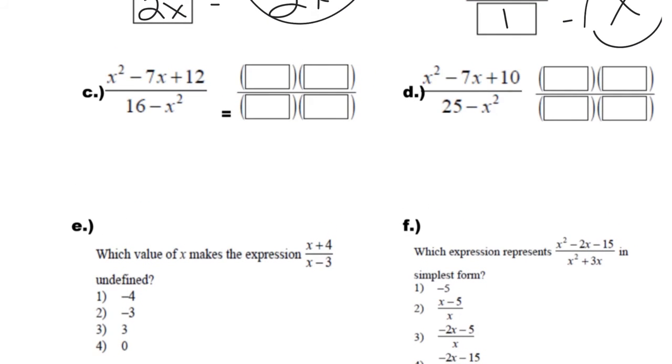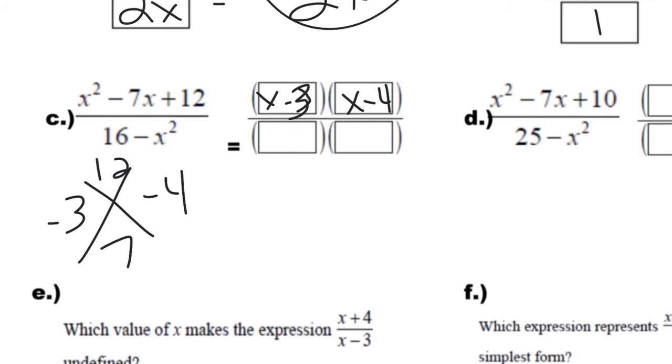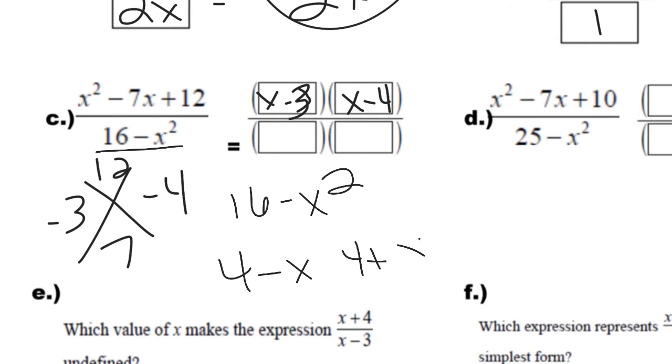All right, the last two examples for today. X squared minus 7x plus 12. Let's look at this. So I have 12 and I have 7. Minus 3, minus 4. Good, who got that? So I have x minus 3, x minus 4. I'm a little bigger so I can write. And then this is 16 minus x squared. Yep. 4 minus x, 4 plus x.